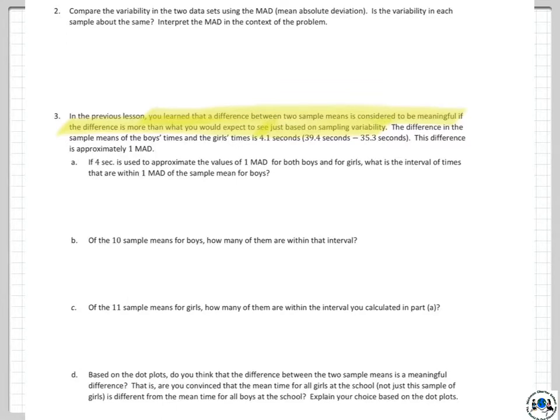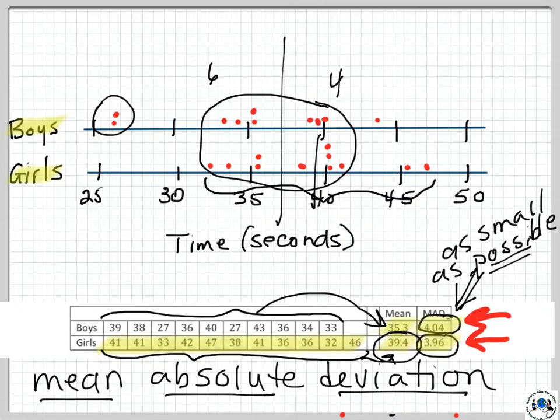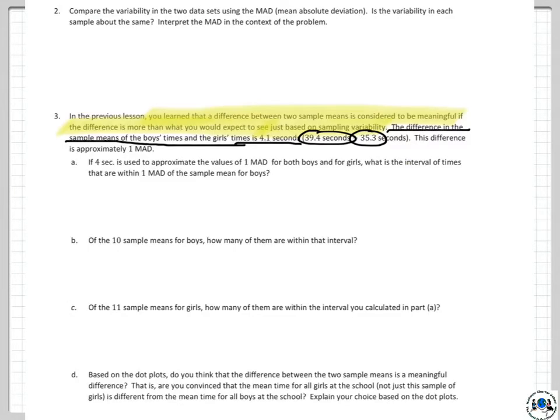So the difference in the sample means of the boys' times and the girls' times is 4.1 seconds. That's 39.4 seconds minus 35.3, and that's what we saw right here in our mean column. This difference is approximately 1 MAD.